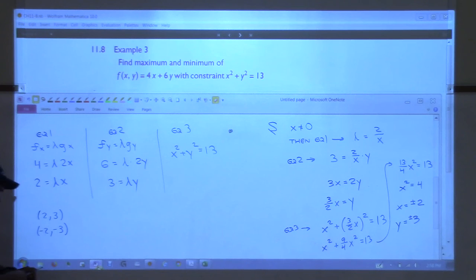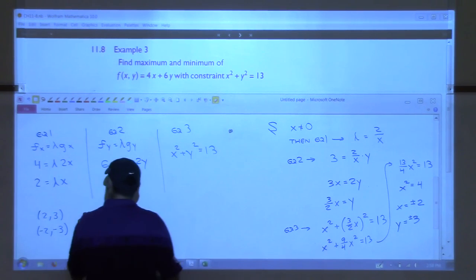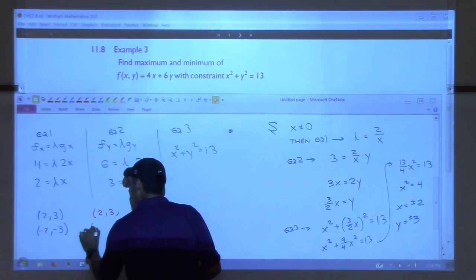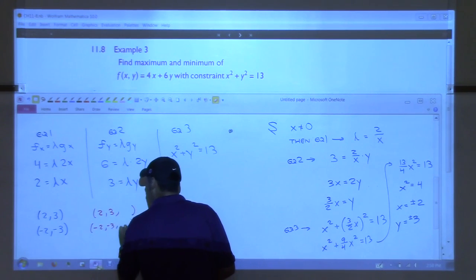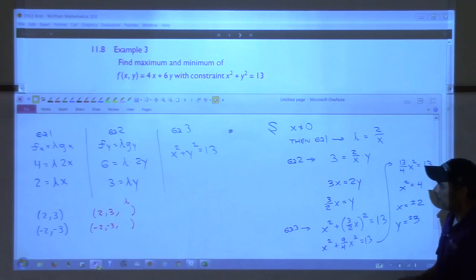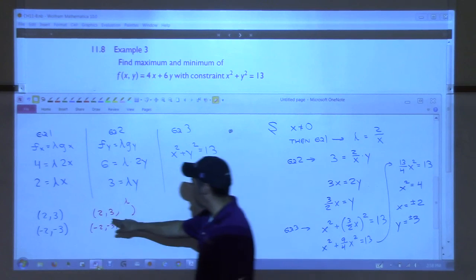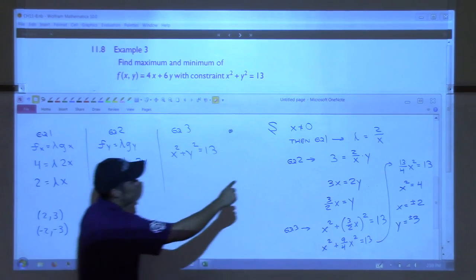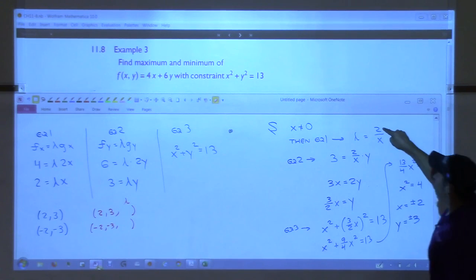Just for the sake of understanding again how important the lambda is, this is really 2, 3, something, and negative 2, negative 3, something. Remember the lambda here, I'm just going to write it in. What would lambda be if x is 2 and y is 3? Do we ever solve for lambda anywhere? We did. It was right here. Lambda is 2 over x.